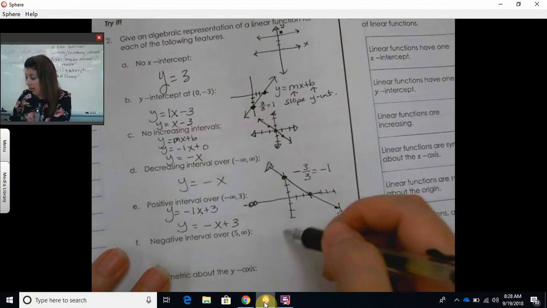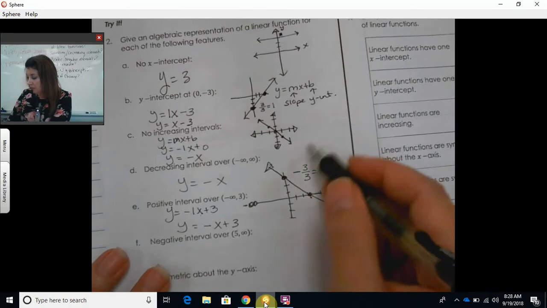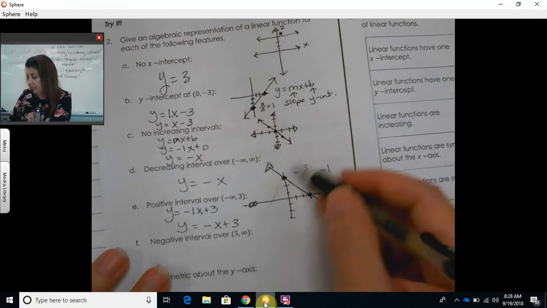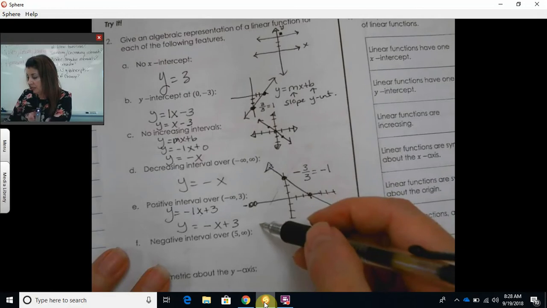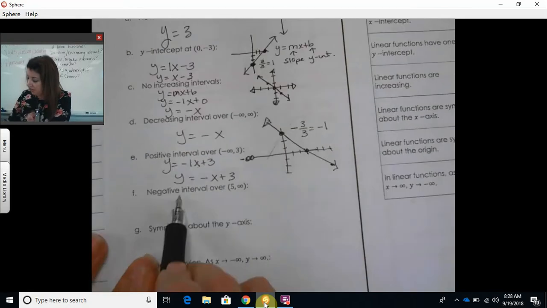It could not have a positive slope, because if it was a positive slope and went through positive 3, it would look like this. And that would not be positive from negative infinity to 3. F, you have to have a negative interval.